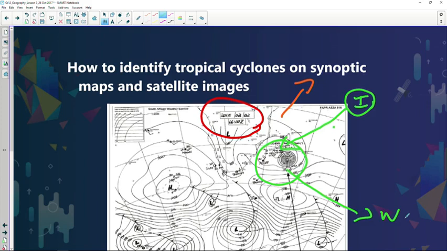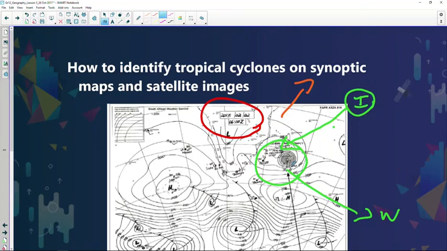Now, the reason I can tell you that this is in its mature stage, very importantly, have a look at the isobars. The isobars are very close together. So what do we know about isobars very close together? Very strong and fierce winds. Unfortunately, our synoptic chart has not been printed a little bit bigger, but as you can see right there in the middle, we have the eye of the tropical cyclone. That's the symbol that we use to represent the eye.